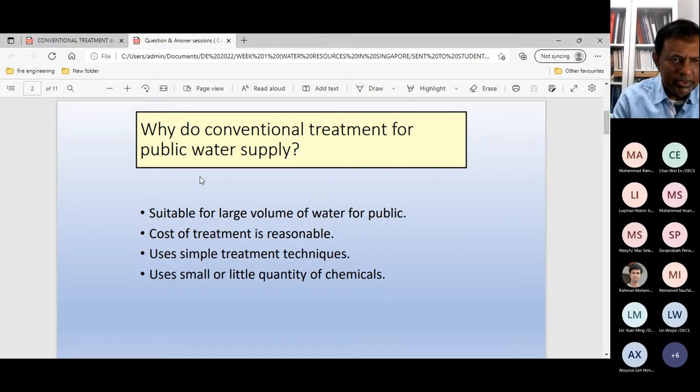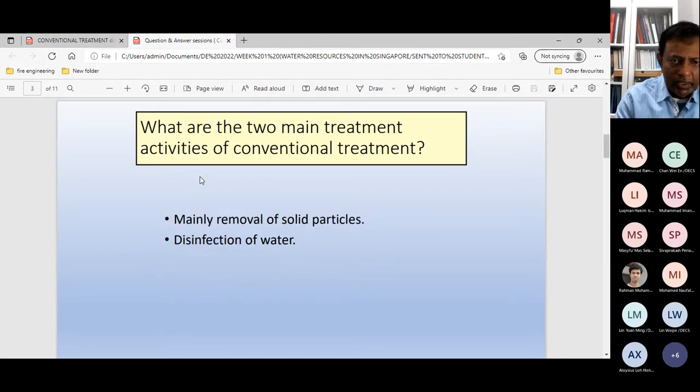So one of the questions that you need to answer: why is PUB resorting to conventional treatment for public water supply? What are the two main activities of conventional treatment? Only two things that we do. Remove all solid particles. Solid particles which are present in natural water are categorized into three: grit particles, suspended solids, or colloidal solids. So in this process, we are removing all the solid particles which are present in water.